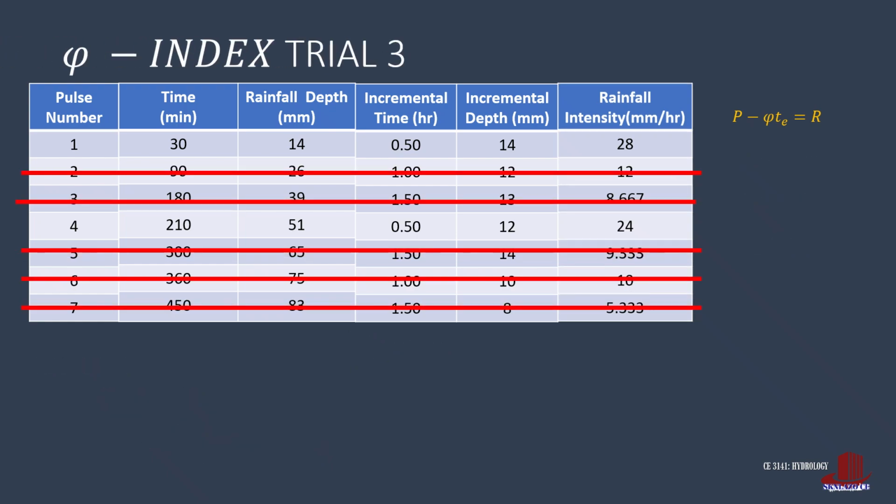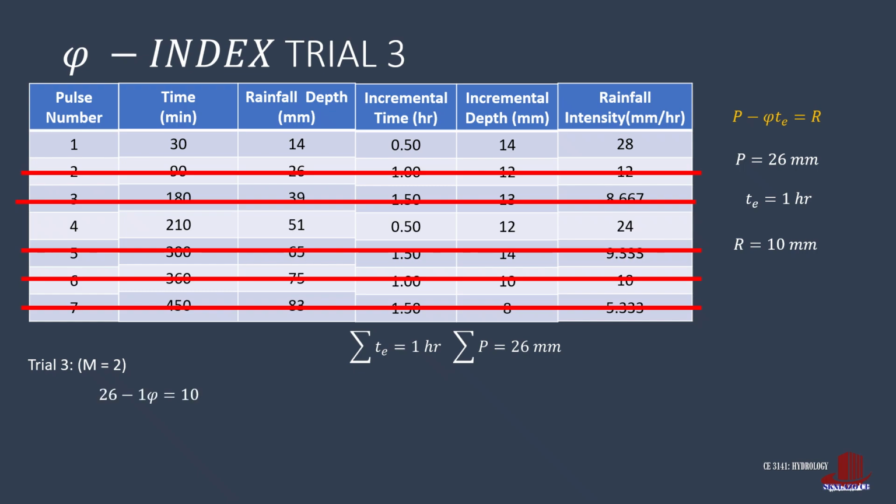For the third iteration, take out the next 2 entries which have intensities lower than the last value of the index. Then determine the new values of P and T sub E. The summation of the precipitation from the 2 remaining entries is 26 millimeters, and the summation of time is 1 hour. Again, R is provided by the problem to be 10 millimeters. Place these values into the function to have 26 minus 1 phi is equal to 10. Phi is then 26 minus 10 all over 1, and this gives 16 millimeters per hour.